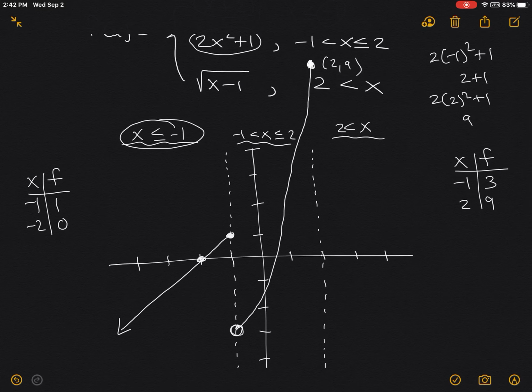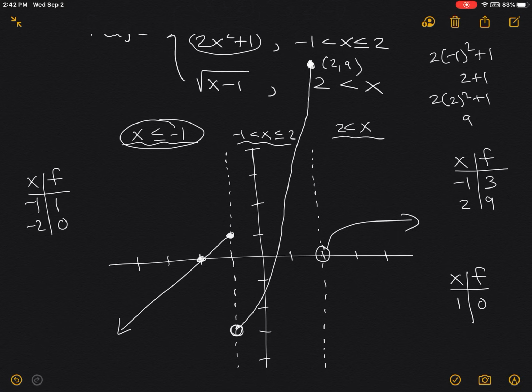All right, last but not least, this is your square root function, basically shifted 1 to the right. So again, I'm just going to plug in 1 point, and that's the boundary point. So if I plug in 1 into my square root function, square root of 1 minus 1 is 0. So at 1, I have 0. And if I ask you, is it open or closed? Hopefully you say it's open. And the square root graph looks something like this. Okay, you can plug in more points if you want.